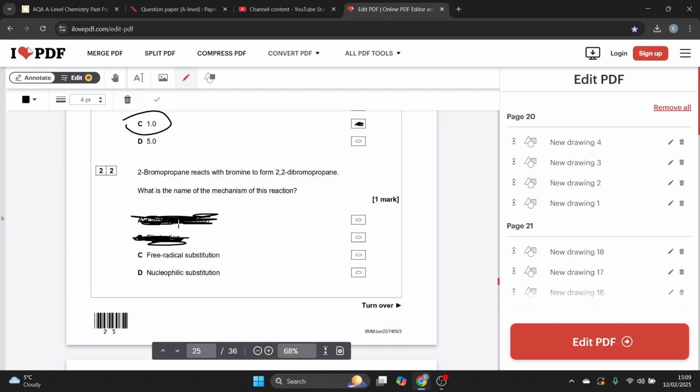Free radical substitution, no. 2-bromopropane reacts with bromine, no. No, free radical substitution, yeah. I mean, nucleophilic substitution, no. Therefore, the answer is free radical substitution. Question 22, free radical substitution.